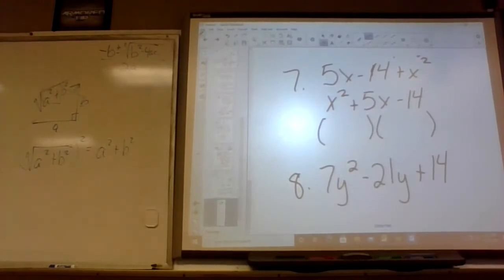Do we just need to put the formula or do we need to put the answer? No, you have to factor it. We just need to factor. Yeah, factor it.